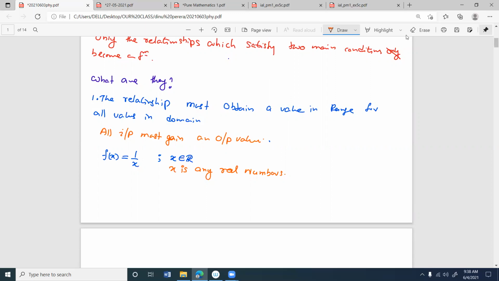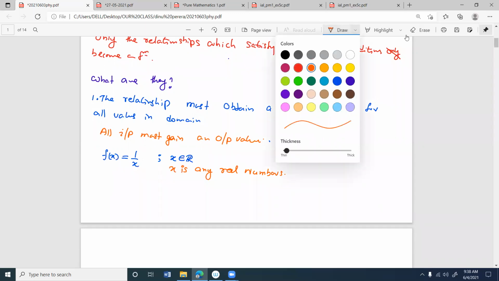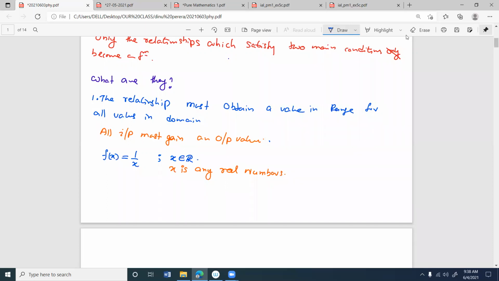Now you can see whether this is a function. They have given the domain. What is the domain here? The domain is any real number. Then for any real number, does this relationship have a solution? If x equals 0, f(x) = 1/0 does not exist. Therefore, f(x) is not a function.